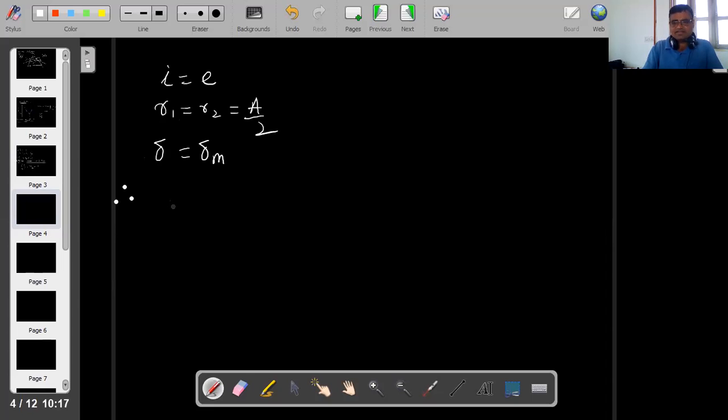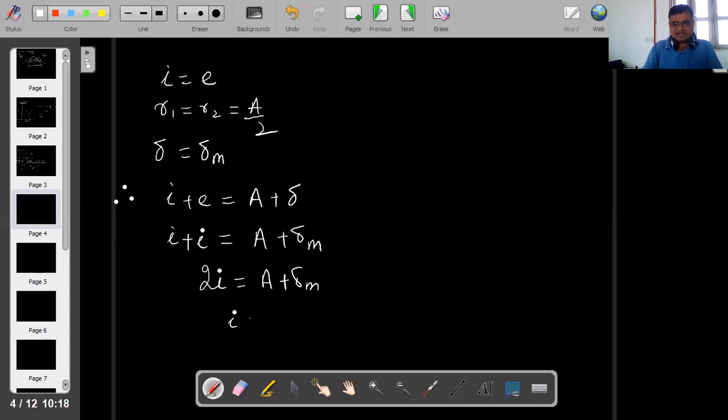The relation between deviation and angle of prism is I plus E is equal to A plus delta. This is the formula. Since I is equal to E, I plus I is equal to A plus delta M. So 2I is equal to A plus delta M. Now I is equal to A plus delta M by 2.